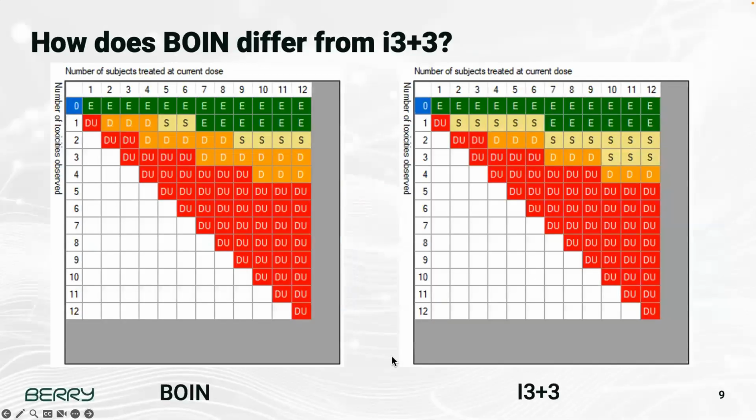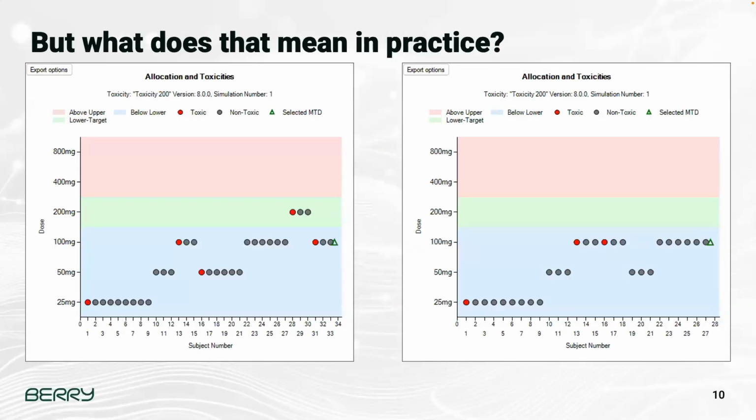So one question we can ask is, what's actually going on in practice during the trial to lead to those differences? For instance, here's the target, the true target is at the 200 milligram dose. So here's a scenario, the BOIN on the left and the I3+3 on the right.